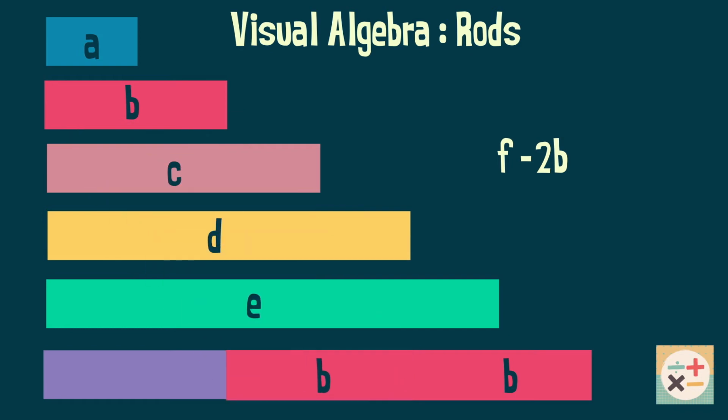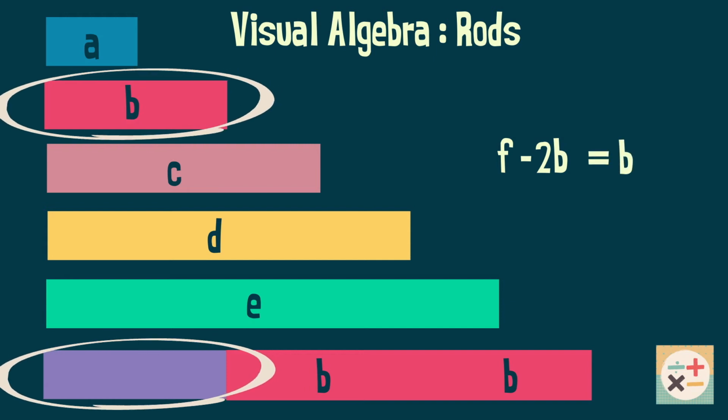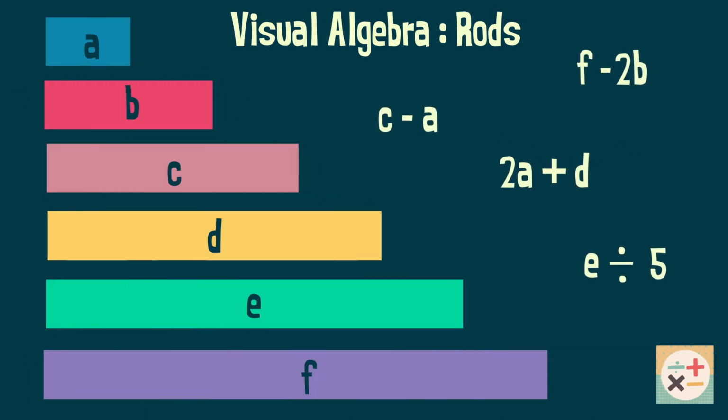Here we can see that if we take away two lots of B from F, we are left with an amount equal to B again. Now let's have a look at the rest.